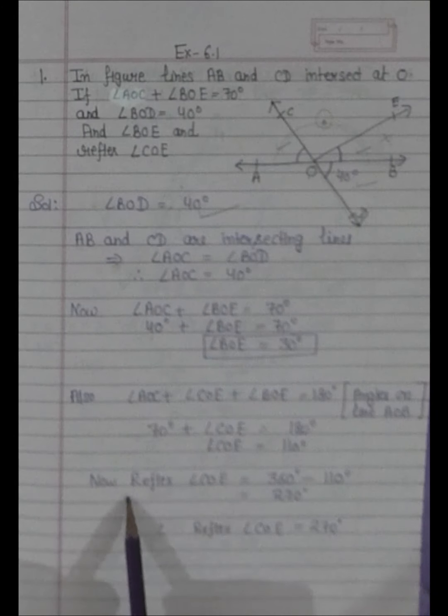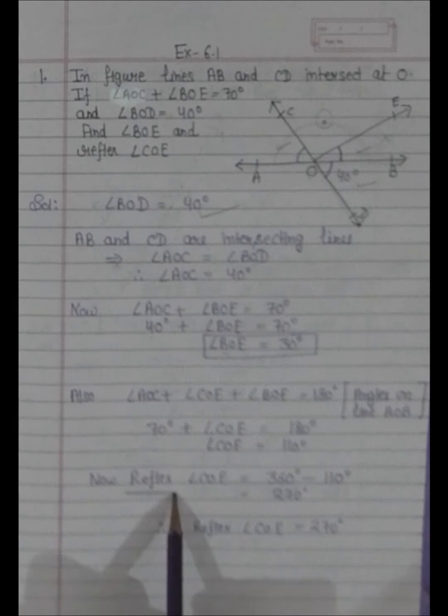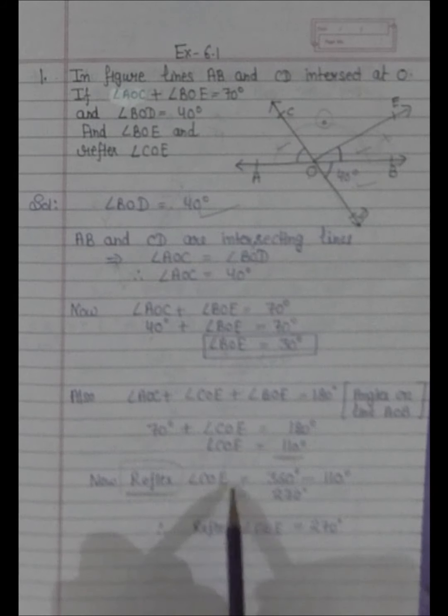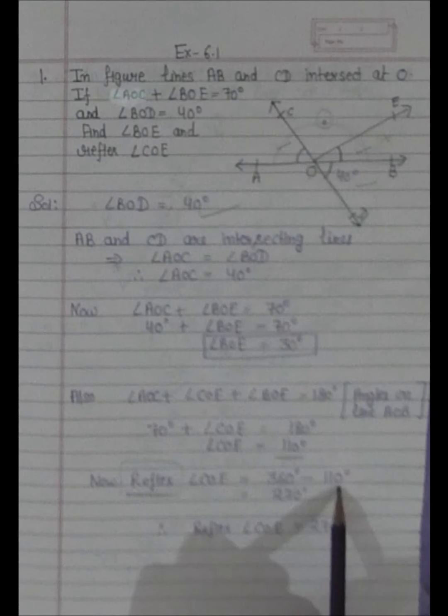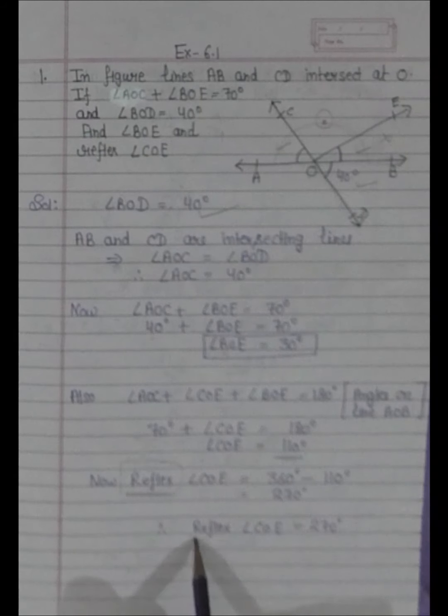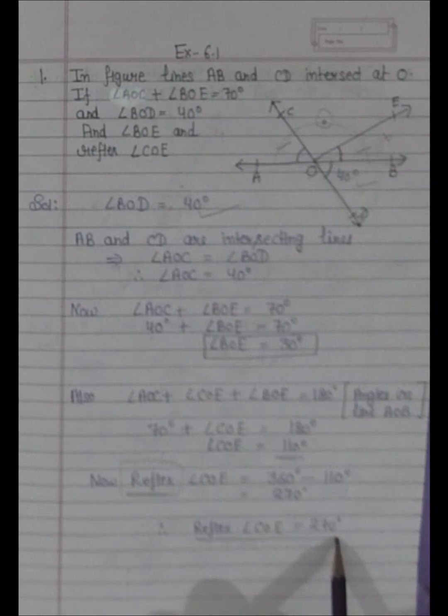But we have to find the reflex angle. And how is the reflex angle found? We will subtract this angle from 360 degrees. So the reflex of angle COE will be 360 degrees minus 110, which is equal to 270 degrees. So the reflex of angle COE is equal to 270 degrees.